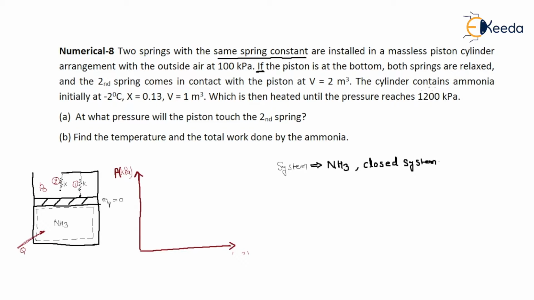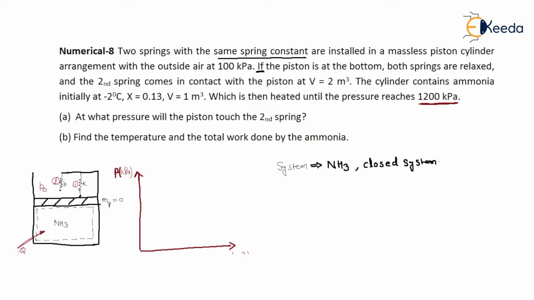The cylinder contains ammonia initially at minus 2 degrees centigrade, dryness fraction 0.13 and volume 1 meter cube, right? Which is then heated, heat is supplied, until the pressure is 1200 kilopascal. So this is the final pressure. Up to this pressure, we continuously supply heat. So under this situation, at what pressure will the piston touch the second spring?